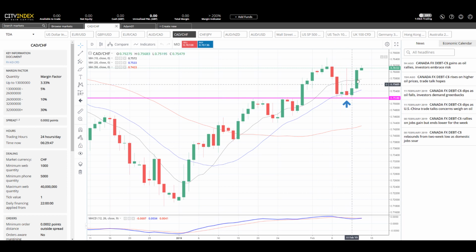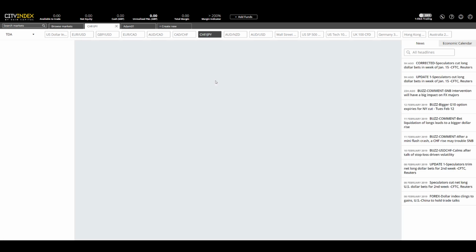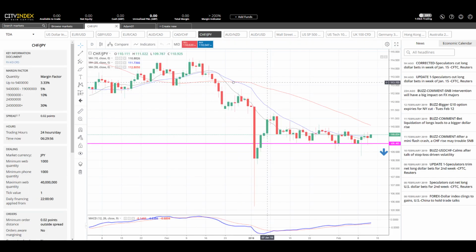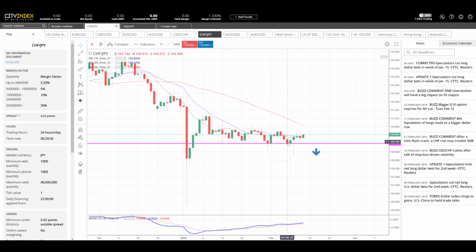First, CAD Swissy also taken off nicely. That's very nice. It's not breaking through that level of support, but actually maintaining its uptrend. Looking nice to just continue on there. There's no other setups that are necessarily unfolding just yet. Swissy Yen, still waiting for this to ultimately break through this level. So it's still got some bullish divergence there, so no change there.